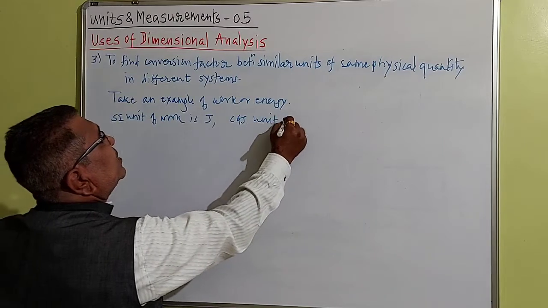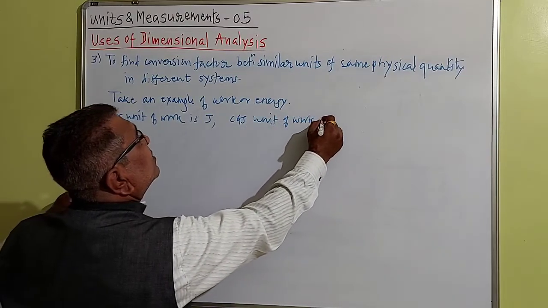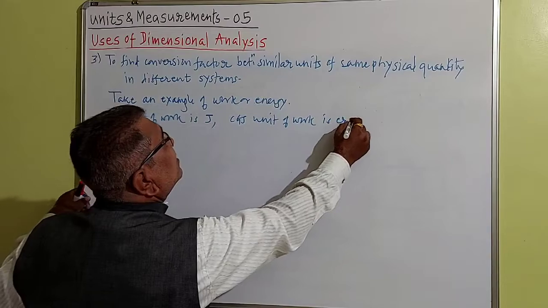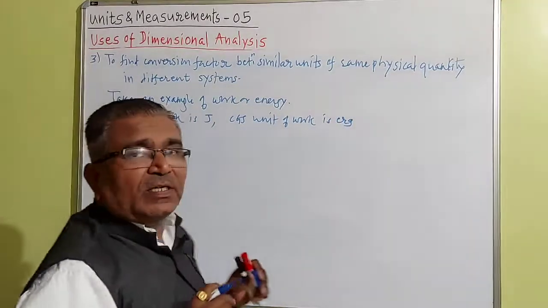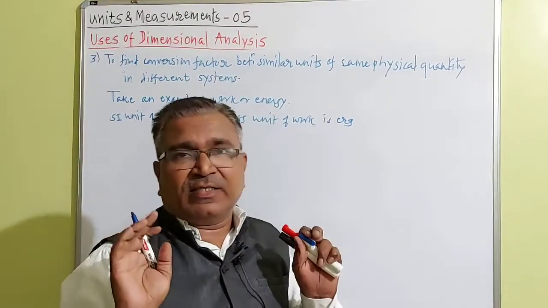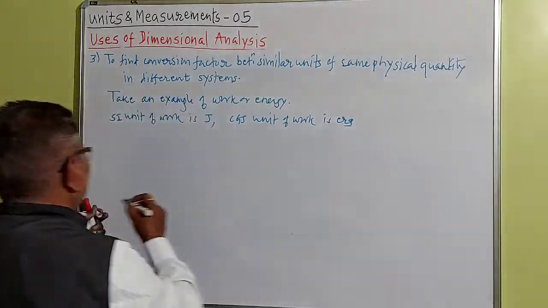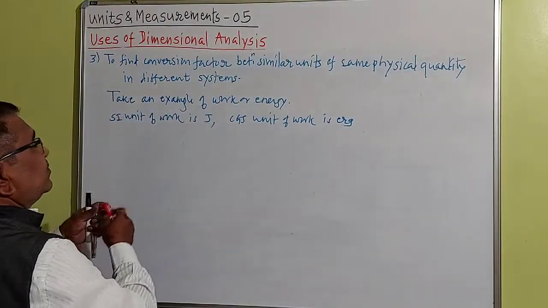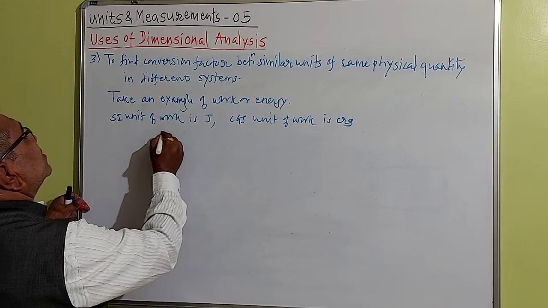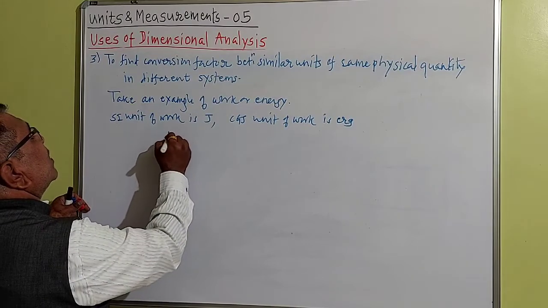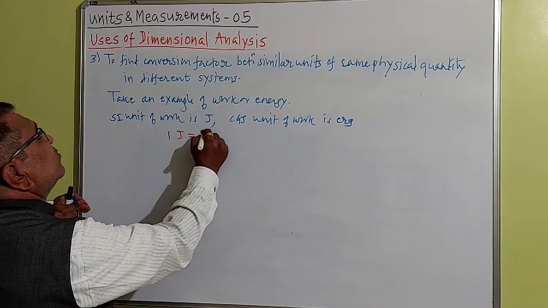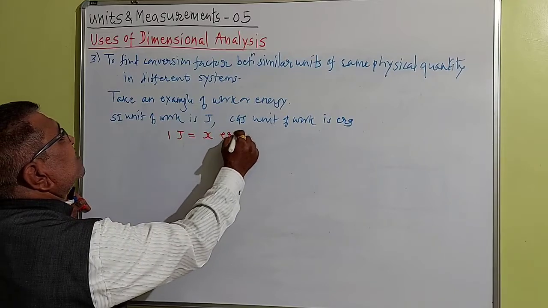CGS unit of work is erg. We don't know the relationship between joule and erg, so we can write here: 1 joule is equal to X erg.